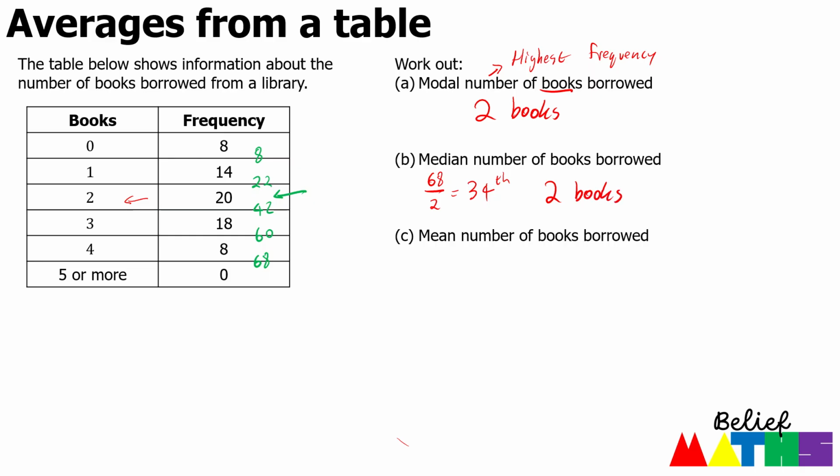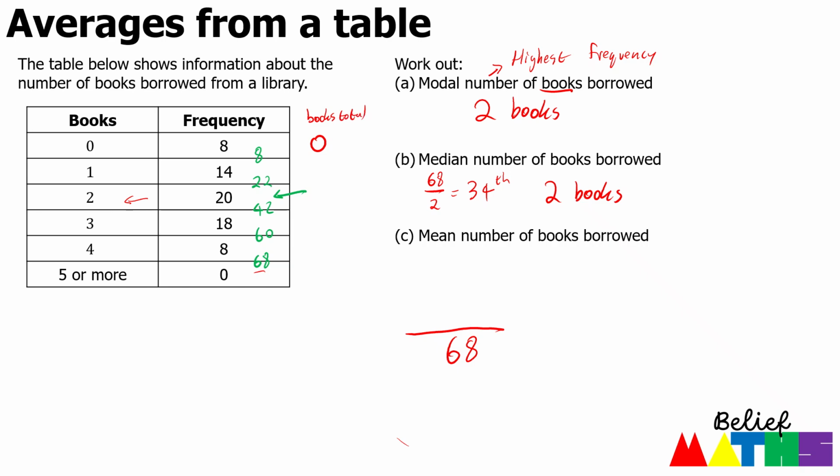Finally then, the mean number of books borrowed. So we need to find how many books were borrowed in total, and we're going to divide that by 68 people, because that was the total frequencies. And the total number of books borrowed, remember I said that this first line means 0 books were borrowed 8 times, so that's 0 books.